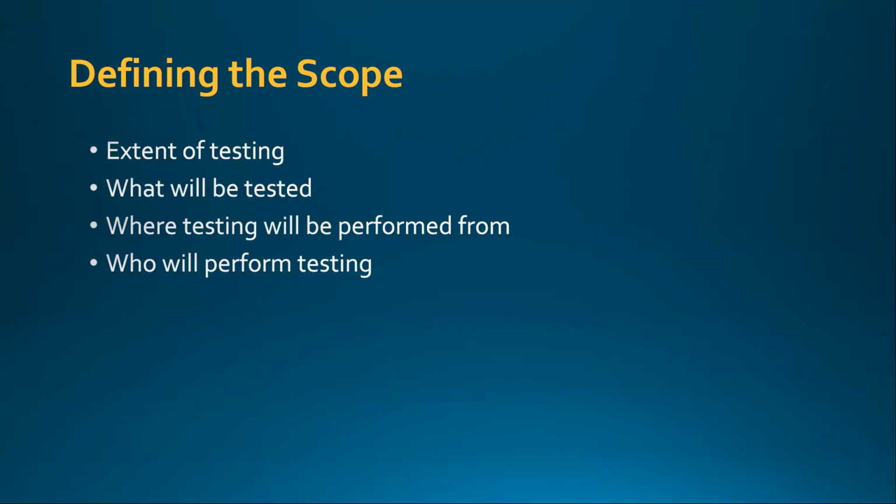So what is the first point? It's defining the scope. In that, first, you can see the extent of testing. Second, what will be tested. Third, where testing will be performed. And who will perform the test.